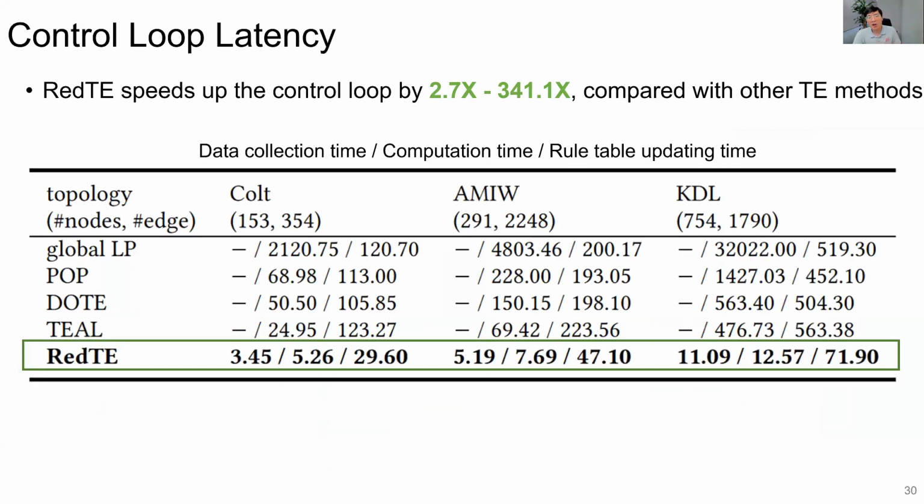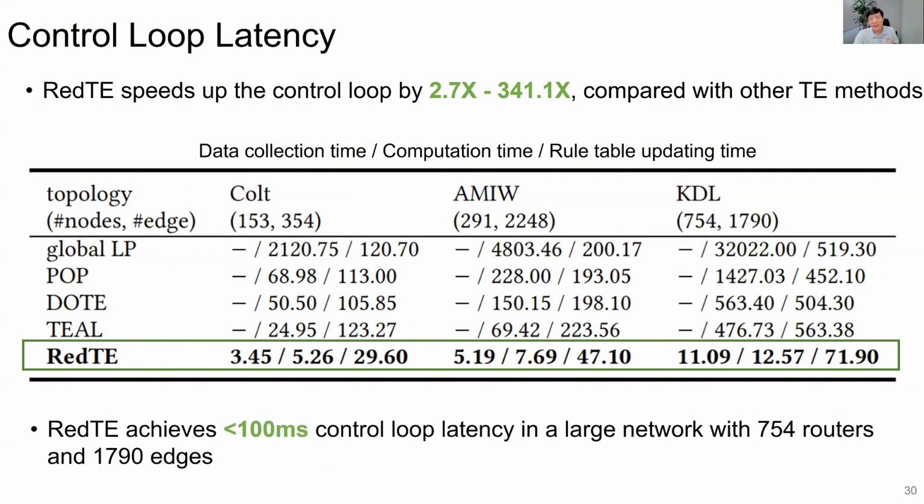Besides, based on the fine design of the distributed architecture and the reward function, compared with other TE methods, RedTE speeds up the control loop by 200 to 300 times. Moreover, RedTE is the first to achieve control loop latency lower than 100 milliseconds in a large network.